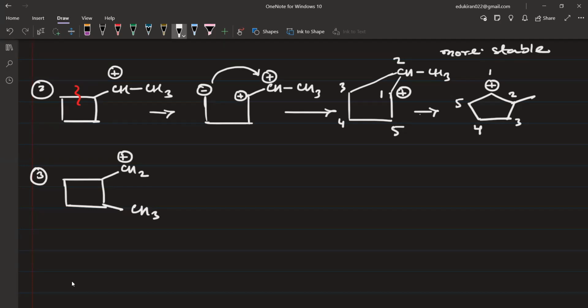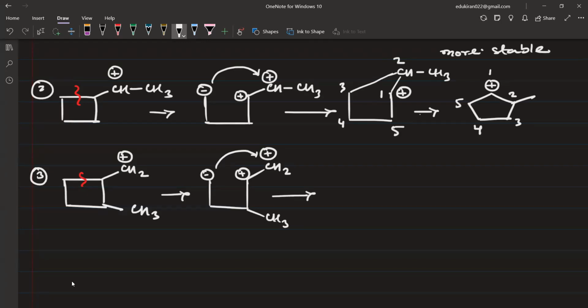Okay. Now what you are going to do, you are again going to break the bond like this. This bond is going to be broken. You have CH2 positive. Here you have a negative charge. Here you have positive charge because you have broken the bond. And here you have a CH3 group attached. Same thing, negative to positive.